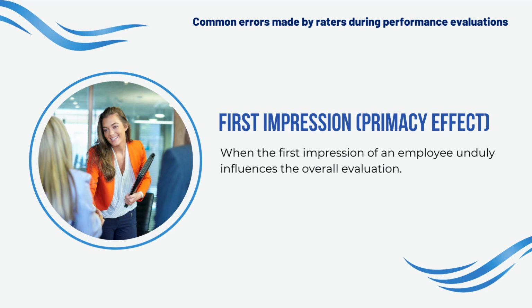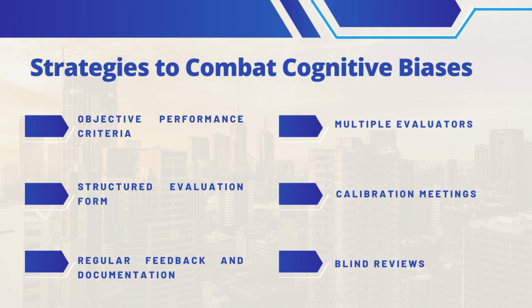Okay. So with these different errors, there are also strategies on how to combat these cognitive biases. Number one is objective performance criteria. Clear, defined, objective performance standards can help minimize the impact of biases by providing a consistent benchmark for all employees. And this should be supplemented with measurable performance indicators.